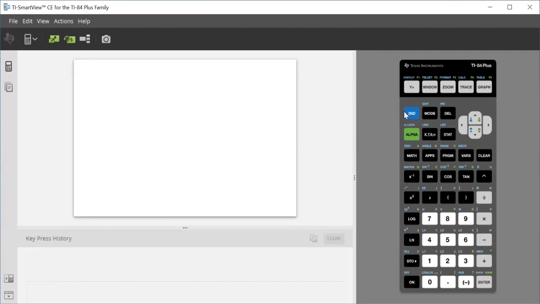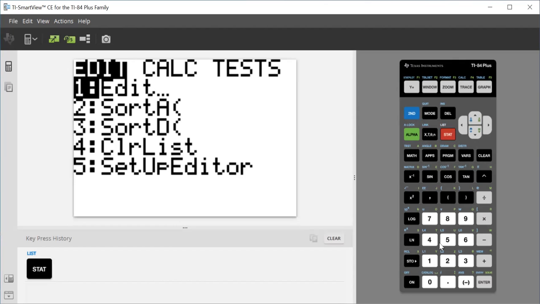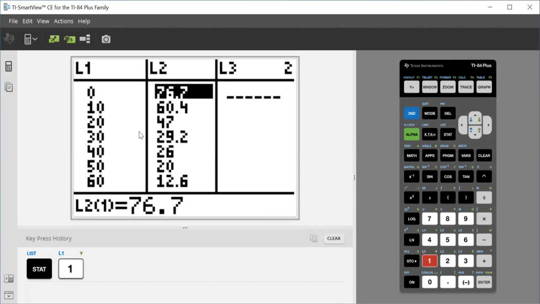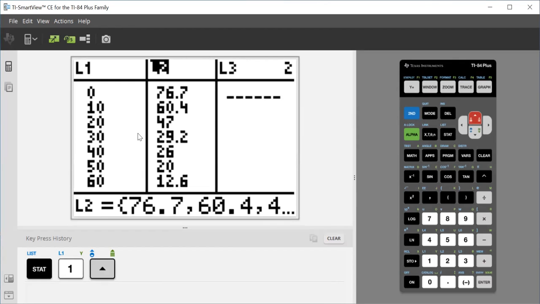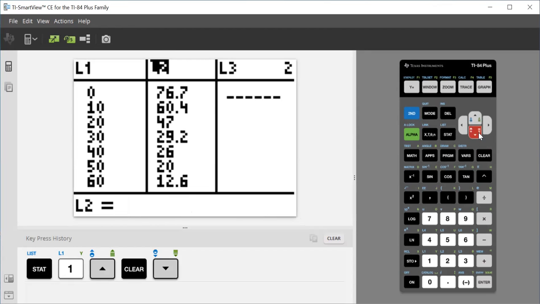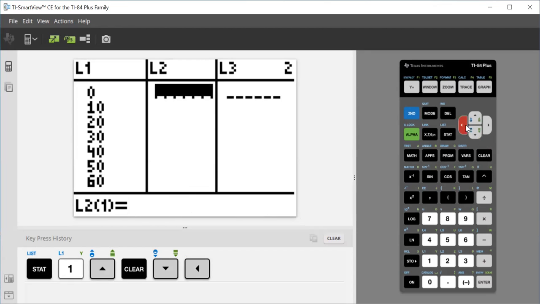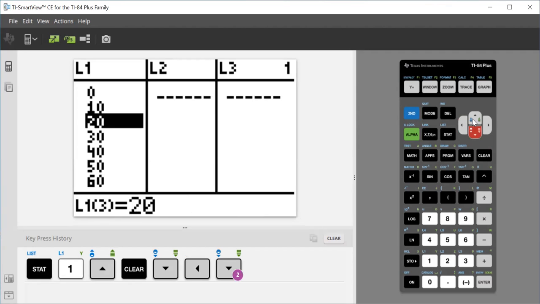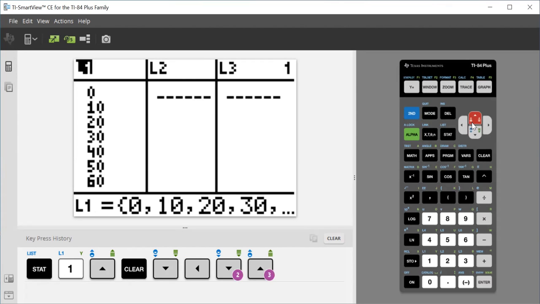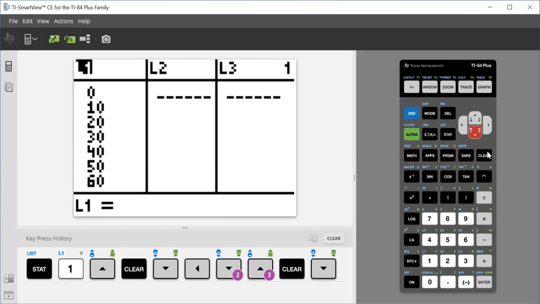So I'm going to start by creating a list. I'm going to push stat and edit number 1. And I have some lists in here from previous classes. If your calculator has that as well, you're going to arrow up to where the title of that list is, in this case, L2, push the clear button and the down arrow, and it will clear that whole column. So I'm going to do that for the first column as well. Clear, down, and now I have a fresh, clean list here.